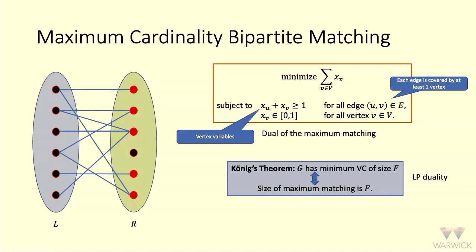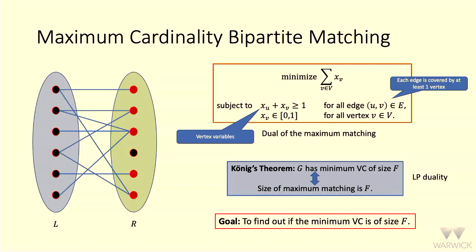And there is a theorem of Koenig which shows that the size of the maximum matching is f if and only if there is a minimum vertex cover of size f. This is just LP duality, but it has a name. And instead of finding the maximum matching, we will now try to find the minimum vertex cover. So if we can find a minimum vertex cover of size f, that is a certificate that the matching cannot be of size f plus 1, right? That's from the duality. So that's a decision problem.